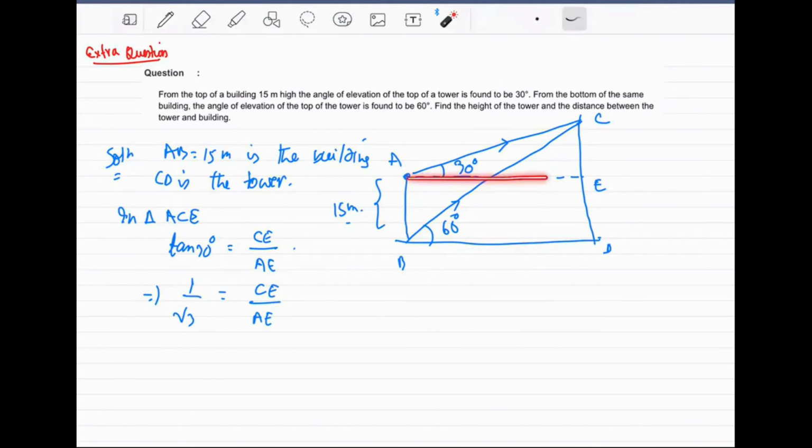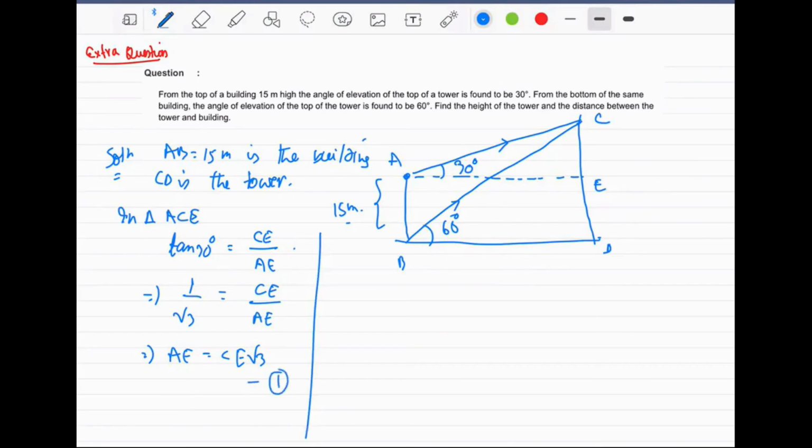Keeping in mind that we want to find out BD, and actually BD and AE are equal, you find AE from here by cross multiplication. So we are going to have AE is equal to CE root 3. Okay, so this is question number 1. Once we are done with the smaller triangle, we will move on to the bigger one.